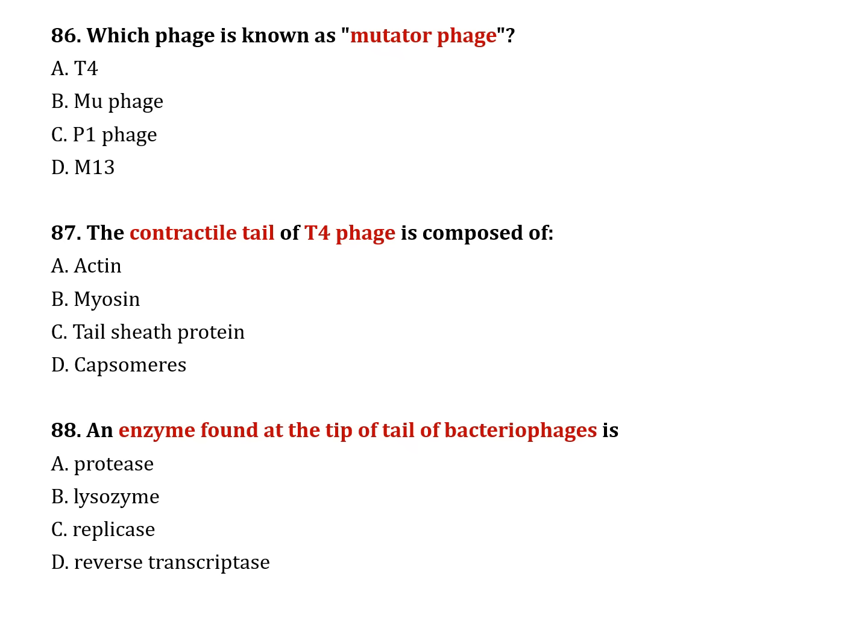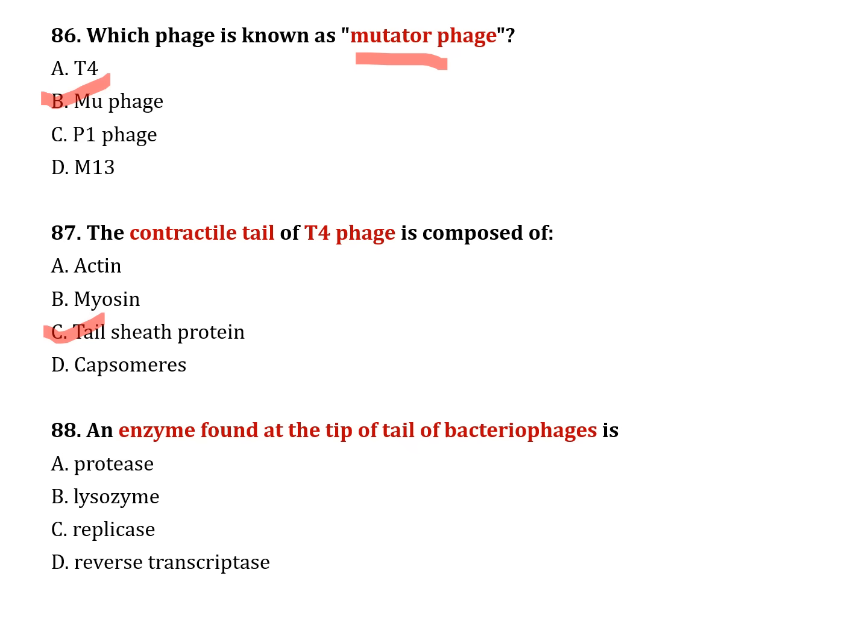The next question, number 86. Which phage is known as mutator phage? Option A, T4 phage; option B, Mu phage; option C, P1 phage; option D, M13. Correct answer is option B, Mu phage. The next question, number 87. The contractile tail of T4 phage is composed of option A, actin; option B, myosin; option C, tail sheath protein; option D, capsomere. Correct answer is option C, tail sheath protein.